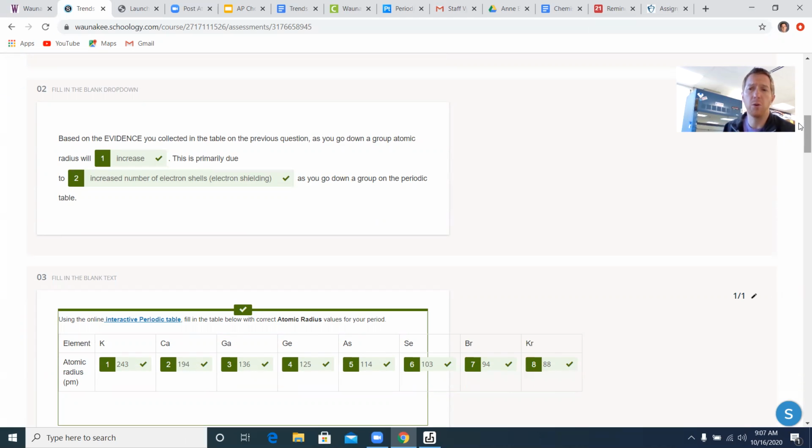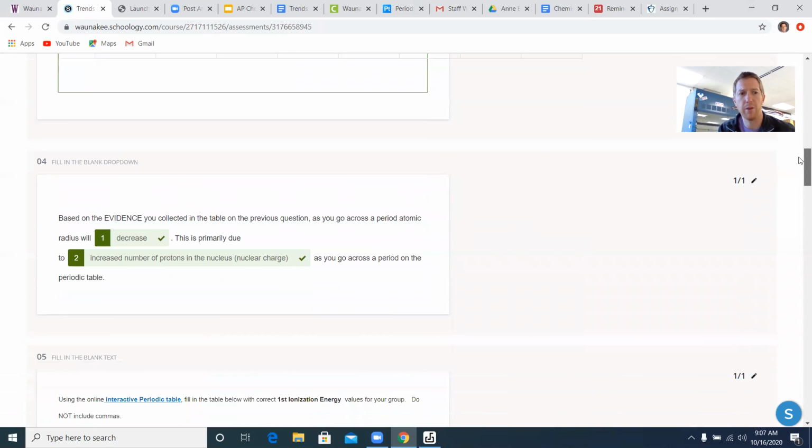So again, as you go down a group on the periodic table, the atomic radius will increase is the first space. And this is due to gaining another shell of electrons as you go down. Recall on your periodic table that we had you draw out, as you go down the periodic table, you gain another shell of electrons. Now, question number 3 with the table, again, going across, fairly straightforward there.